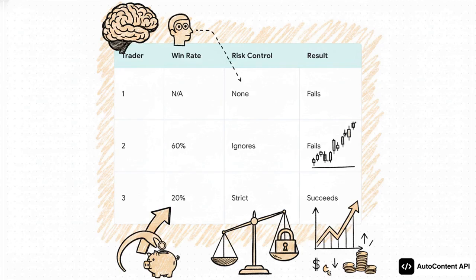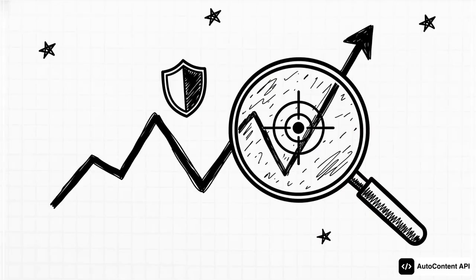It sounds completely counterintuitive, I know. Your ego desperately wants that high win rate, but your bank account strictly requires risk control. A lot of people view volatility as this massive threat.